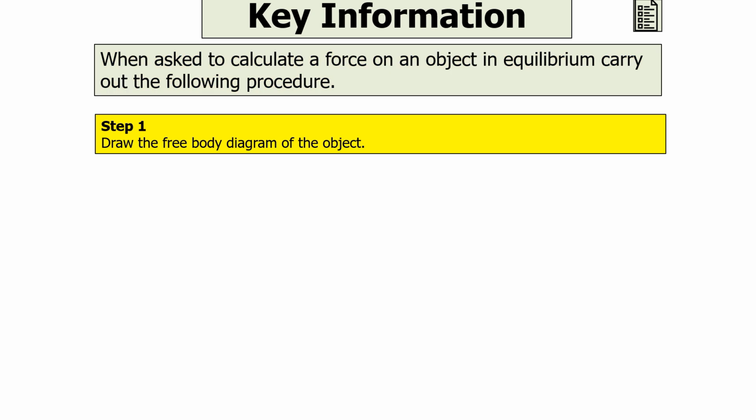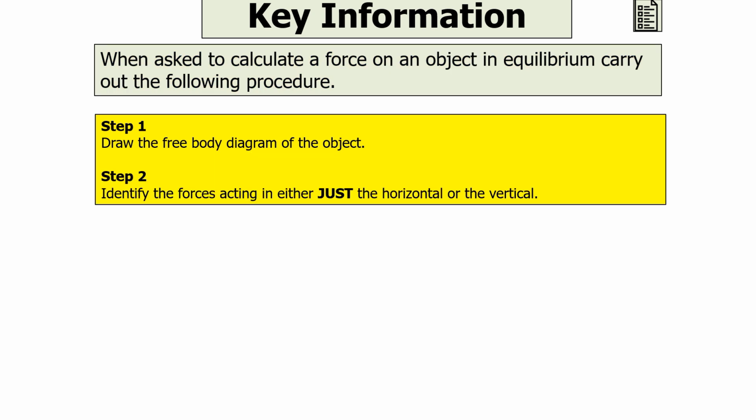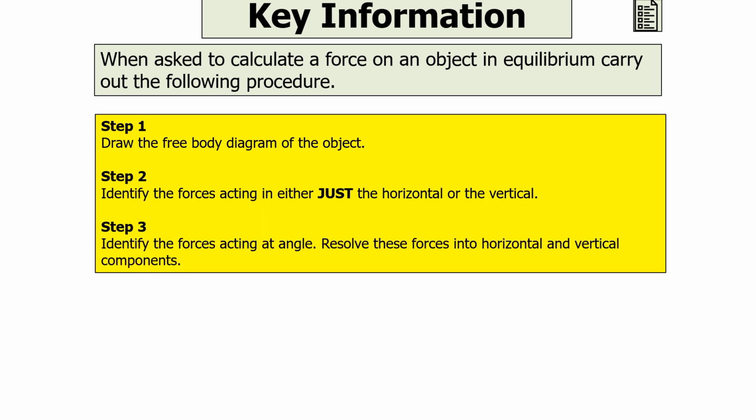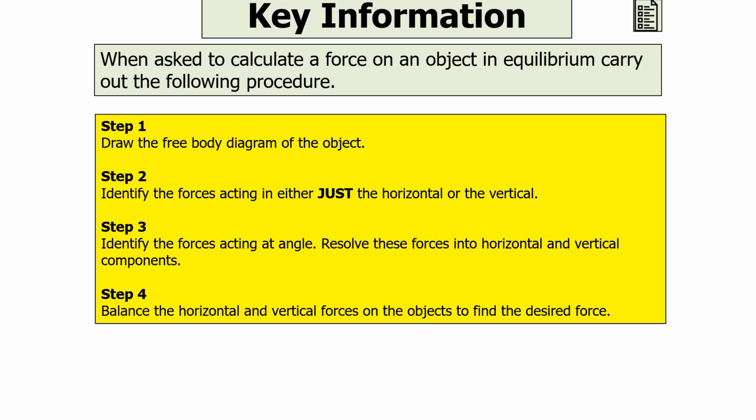Now, when asked to calculate a force on an object in equilibrium, you must carry out the following procedure. The first step is to draw the free body diagram of the object. The second step is to identify the forces acting in just the horizontal or the vertical. The third step is to identify the forces acting at an angle and resolve these forces into horizontal and vertical components. You would then balance the horizontal and vertical forces on the object to find the desired force you require.